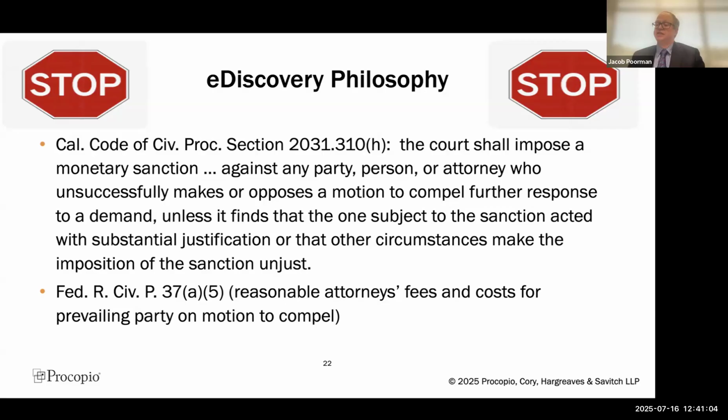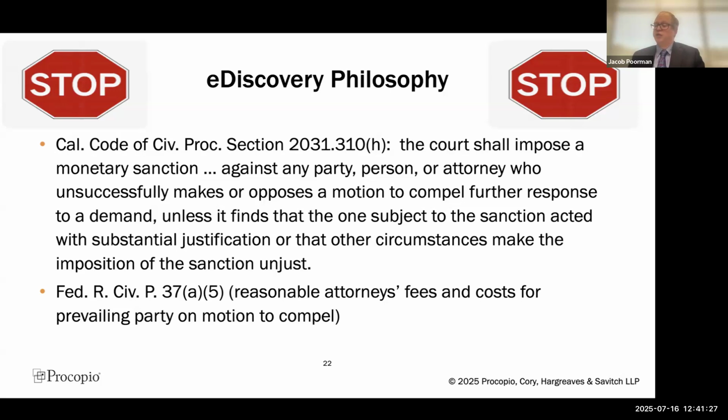A party that unsuccessfully brings or opposes a motion to compel is subject to monetary sanctions in the form of the other party's attorney's fees, unless the court makes a determination that the unsuccessful party acted with substantial justification or that circumstances will otherwise make the imposition of a sanction unjust. That is the standard in California state court.